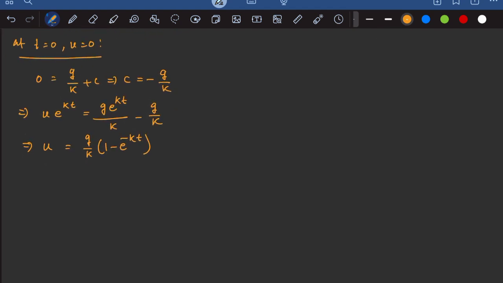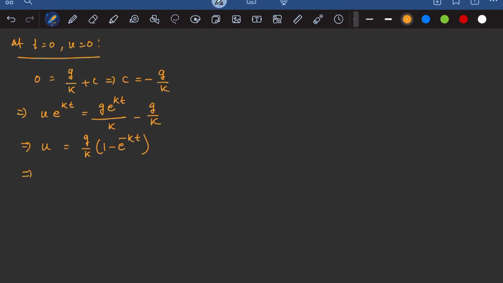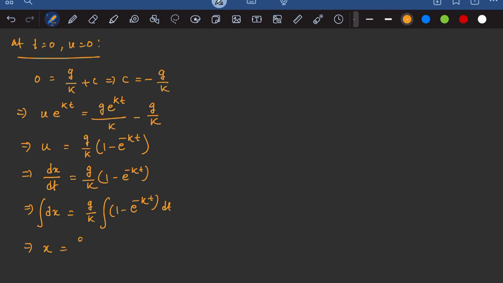Now see, further your target is to get the relation between x and t. So u is nothing but dx/dt, so dx/dt equals g/k times (1 minus e^(-kt)). Now the separable variable method we can apply, and integrating g/k times (1 minus e^(-kt)) dt, x is equal to g/k times (t minus e^(-kt)/(-k)), so here you have plus c1.